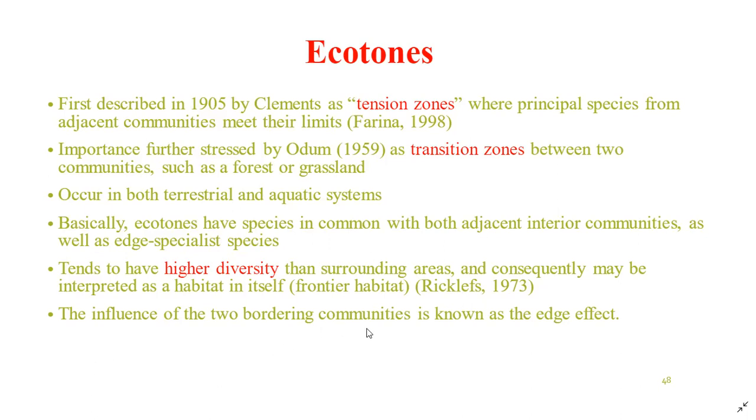The influence of two bordering communities, community A and community B, and the transition zone, the ecotone, will be impacted by both these communities. Hence, it is called the edge effect. So, edge is one thing, ecotone is the other thing. But what is edge effect? The effect of the edge on the ecotone.